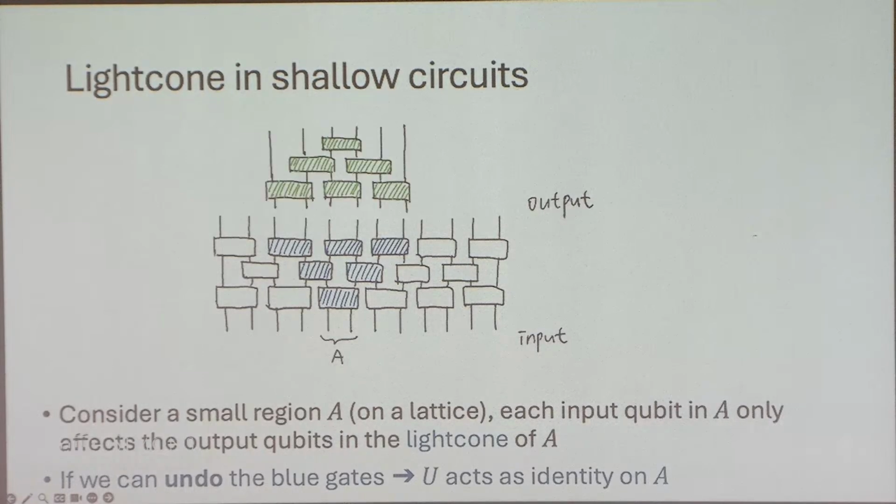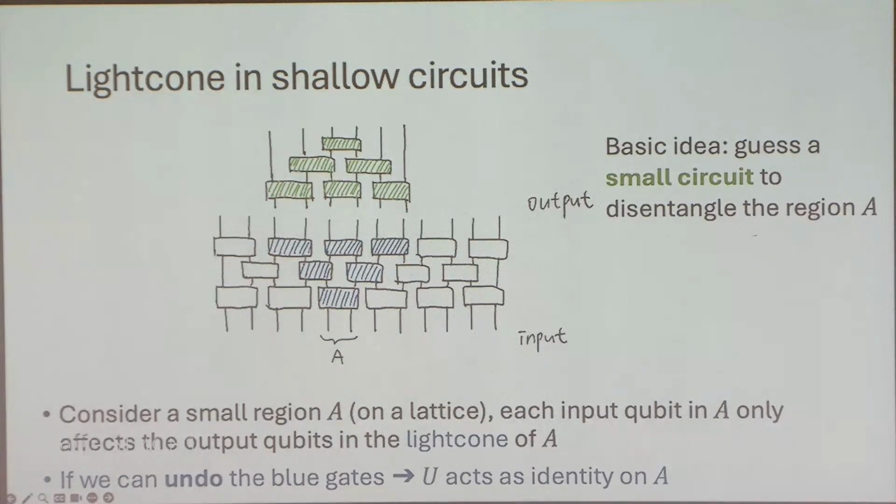So here is a basic idea of something we can do. The basic idea is that since we don't know what are the blue gates, notice that it's only a small piece. So maybe we can try to guess a small circuit, the green circuit, to disentangle the region A. So the idea is that we try to guess some gates in the green piece and then apply it, and then try to see if the qubits in A was indeed disentangled.